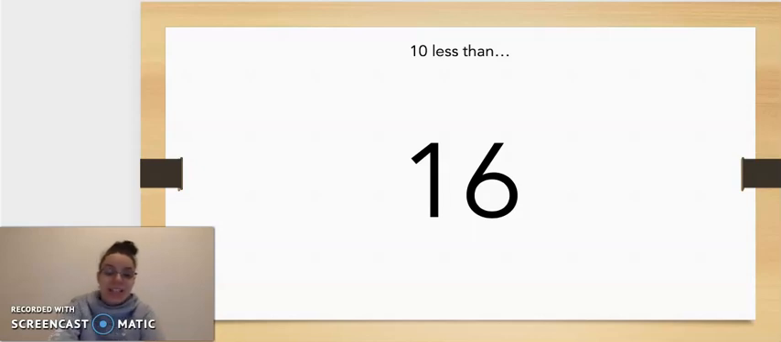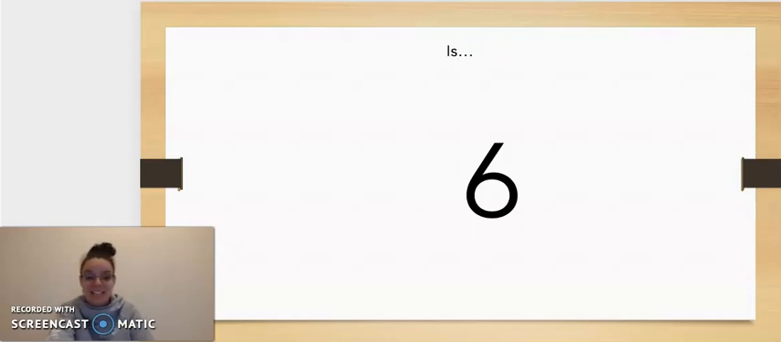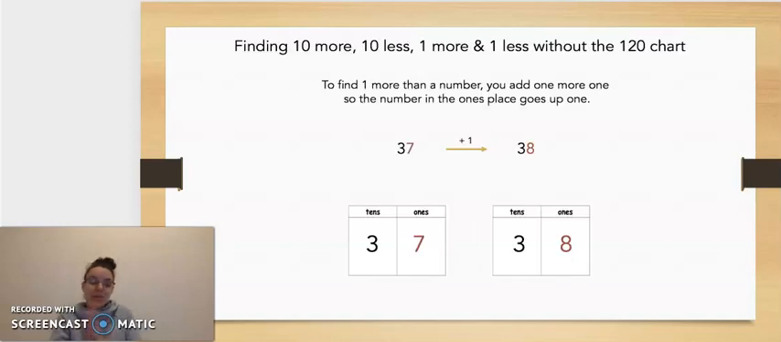All right, let's see this one. Ooh, tricky. 10 less than 16. Let's see who gets this. Showing you in 3, 2, 1. 10 less than 16, you should have got 6. You just take away the 1 that's in the tens place. There's 0 in the tens place, but we don't have to put a 0 there. We just know that number is 6. Nice job.